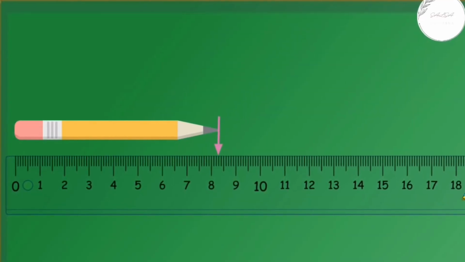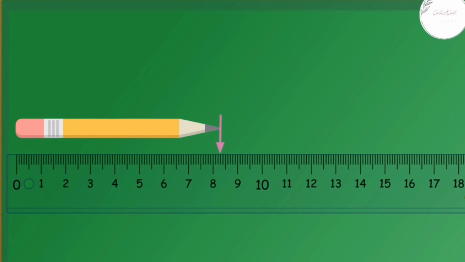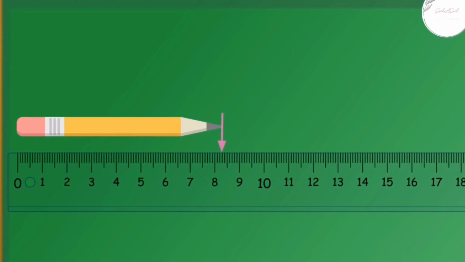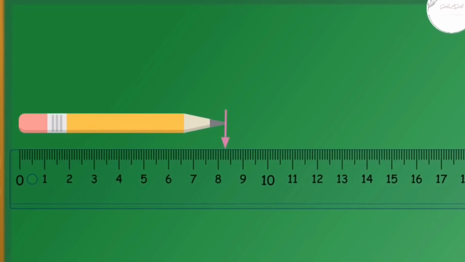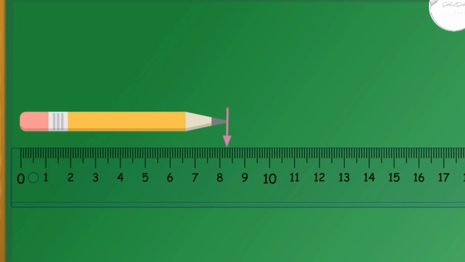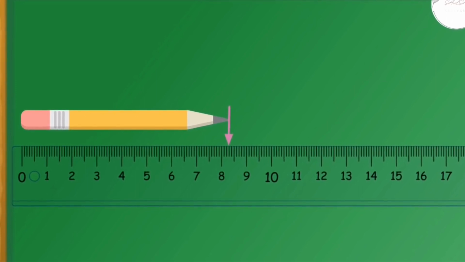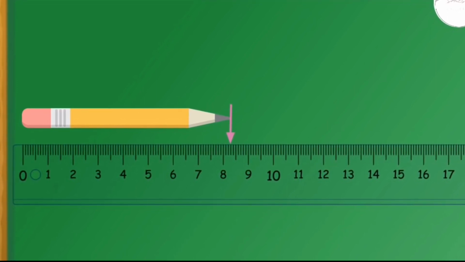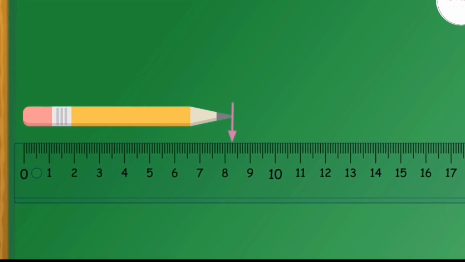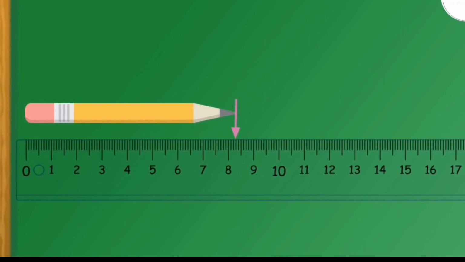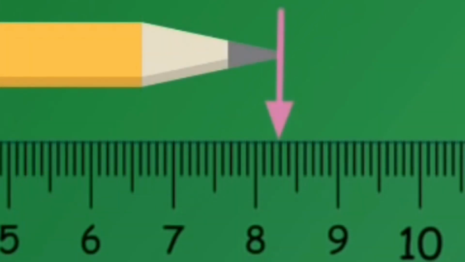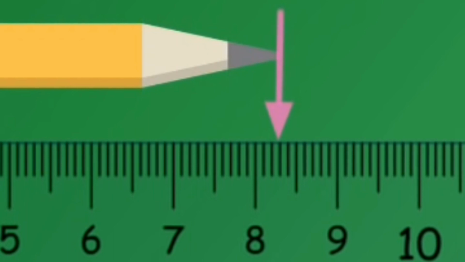Okay, now we are going to measure this short pencil. We have put the end of the pencil in line with the 0 mark. The other end of the pencil, as you can see, is near the number 8 mark, but there is more of it. The tip of the pencil is longer than number 8 mark. How long? Let us count the smaller marks.